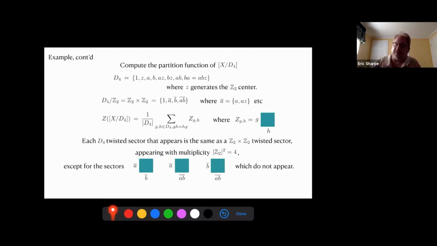If I tried to lift A bar and B bar to a pair of elements in D4, well, the natural guess would be A and B, but A does not commute with B. A and BA is ABZ, it's not AB again. So that cannot appear inside the D4 orbifold. Similarly, these 2 sectors cannot appear either. So this is the restriction on non-perturbative sectors that people sometimes talk about in connection with one-form symmetries. Here, this partition function excludes some of the non-perturbative sectors that would have appeared in a Z2 cross Z2 orbifold.